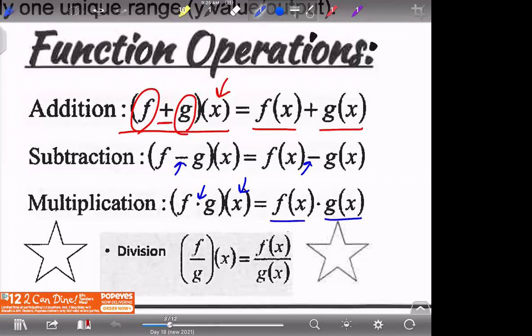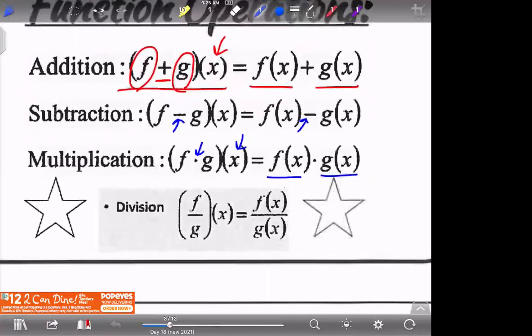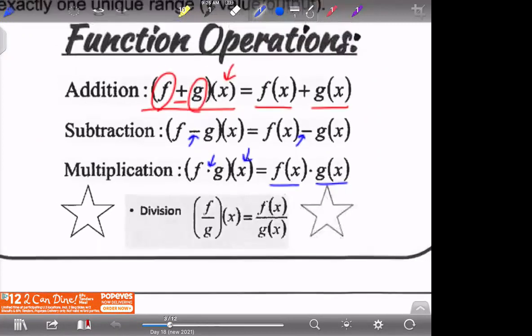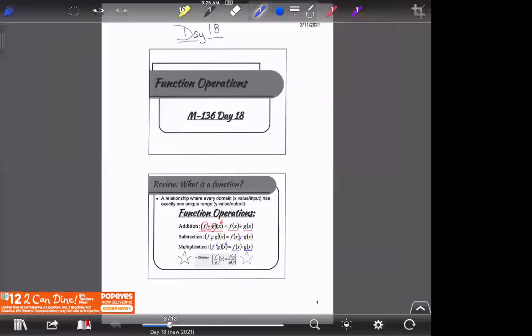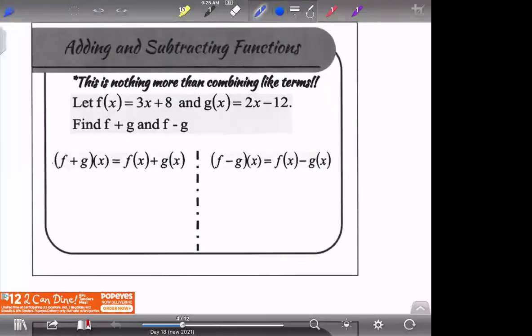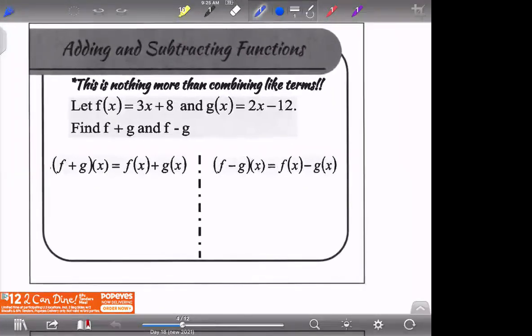A lot of times these are just box problems. And then division tends to be my favorite. We're just going to take one function, put it on top of a fraction, the other function, and put it on the bottom. A lot of times they will give you an x value to plug in just to make it a little bit harder. Flip to the next page.